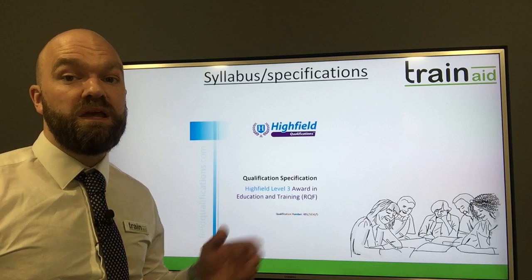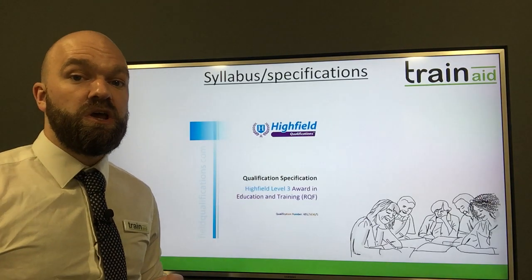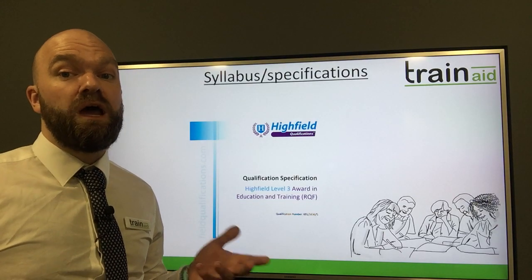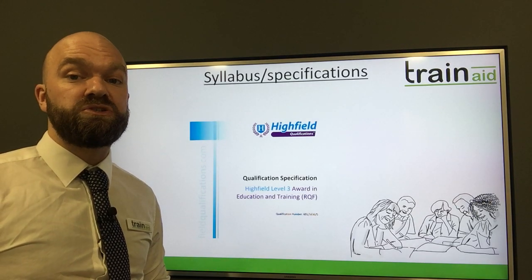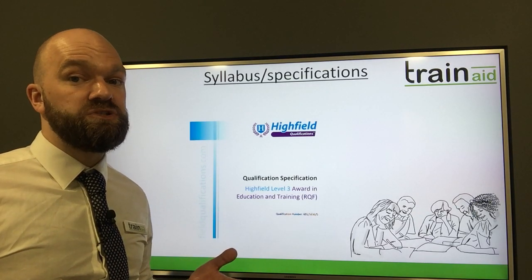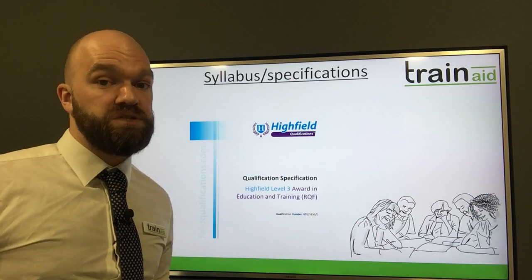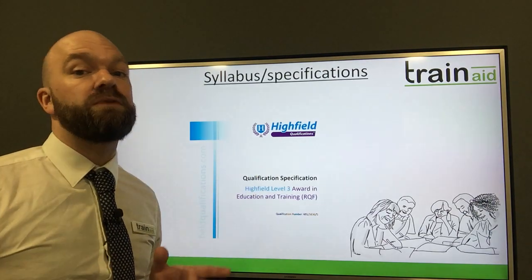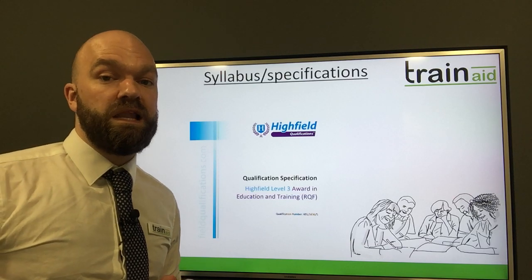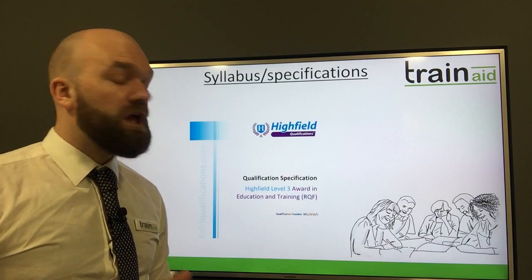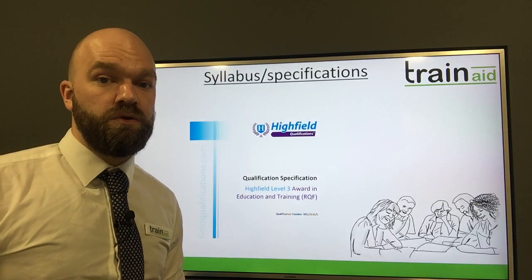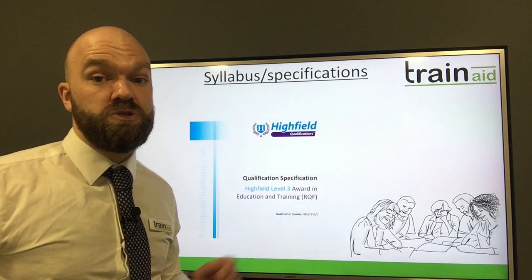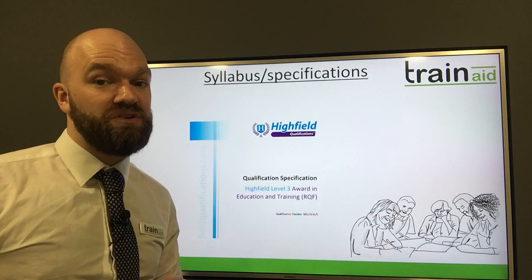The next criteria is the syllabus or specification. This is essentially a handbook of your qualification or course, and it demonstrates to us that you understand what it is that you are teaching. You can often get a qualification specification from an awarding body website. They often come in a Word document or a PDF file. For example, this one is the Level 3 Award in Education and Training, and this was downloaded from the Highfield website. We are looking to see one qualification syllabus or specification within your teaching evidence folder.